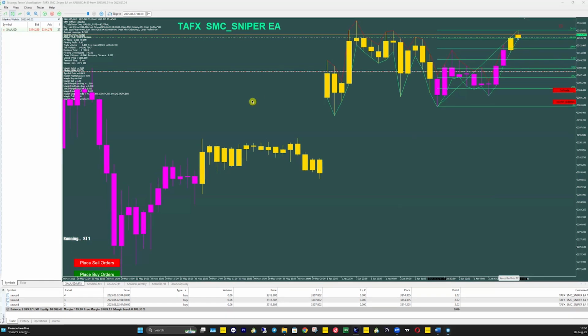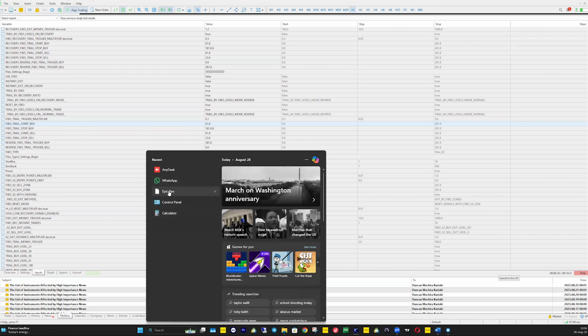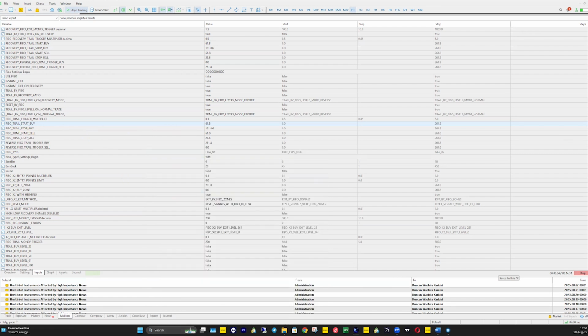Thank God for the wisdom and the knowledge of backtesting. We can see the trailing stop at this point. Let me bring my pen. We can see the trailing stop at this point. This is a buy trailing stop. You can see it's at level 161. And the trailing start here is at level 61.8. What is the meaning of the trailing stop here being at level 161? It's good to understand that.